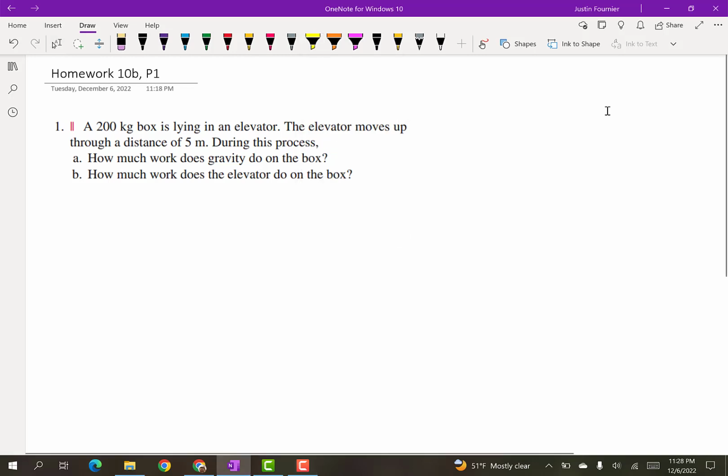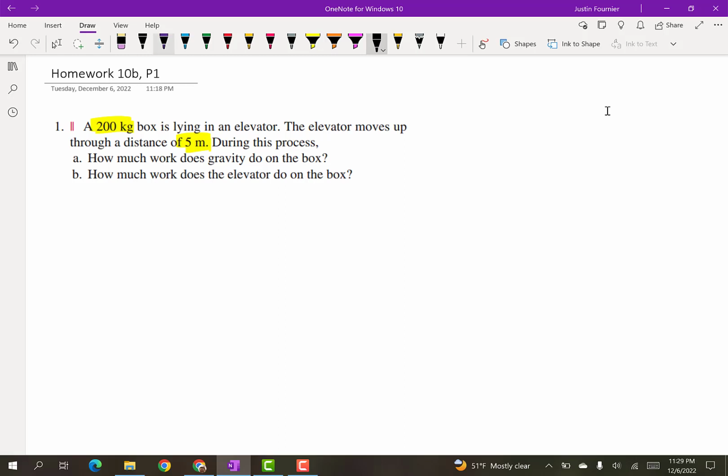So this might be a little bit different. I'm not sure, I haven't checked with the physical textbook, but this is the PDF. It says a 200 kilogram box is lying in an elevator. The elevator moves up through a distance of 5 meters during this process. So it moves 5 meters. How much work does gravity do on the box? And then it asks how much work does the elevator do.